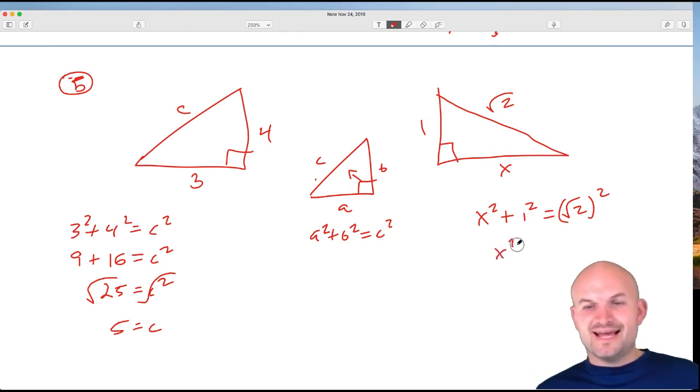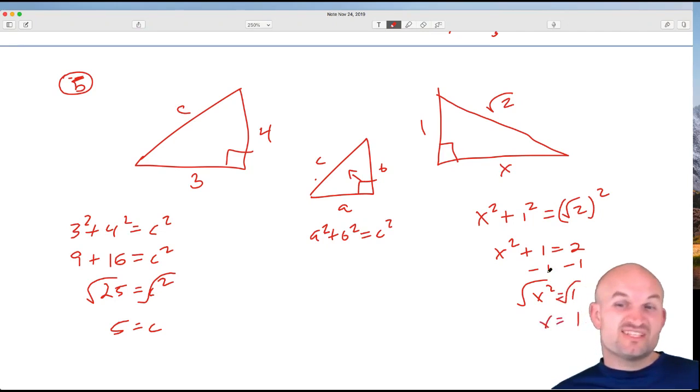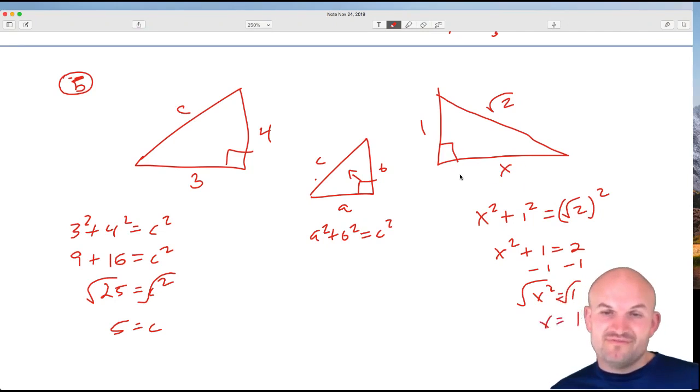So in this case, x squared plus 1 equals the square root of 2 squared, which is just 2. Then subtract 1: x squared equals 1. Take the square root, and x equals positive 1. So this actually ends up being a 45-45-90 triangle.